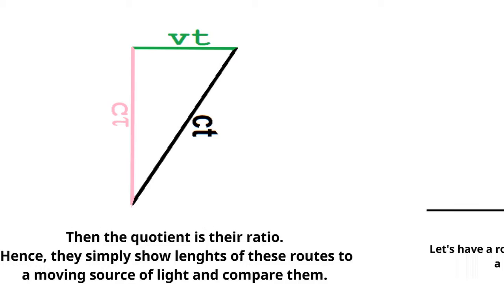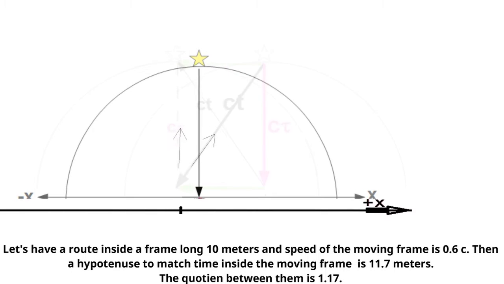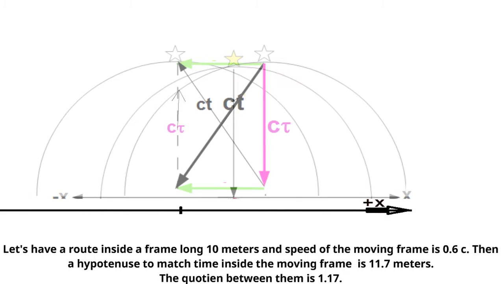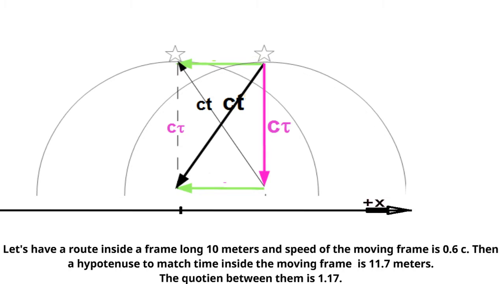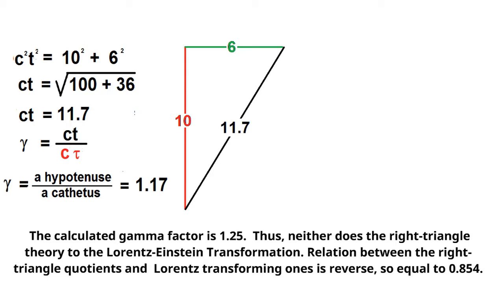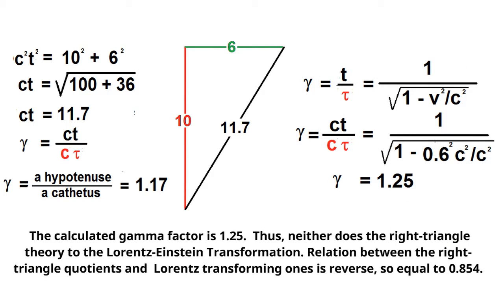light clock earlier. Let's have a root inside the frame 10 meters long and the speed of the moving frame is 0.6 c. Then a hypotenuse to match time inside the moving frame is 11.7 meters. The quotient between them is 1.17. The calculated gamma factor is 1.25. Thus, neither does the right triangle theory fit the Lorentz-Einstein transformation.